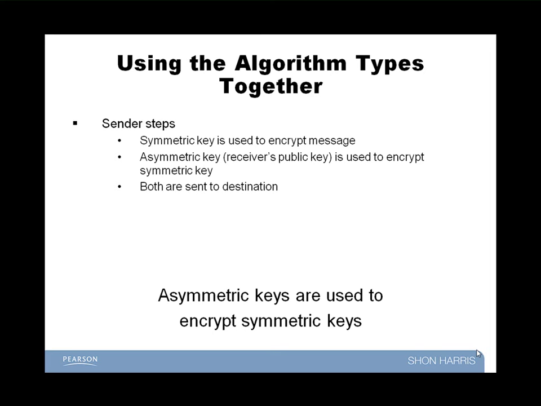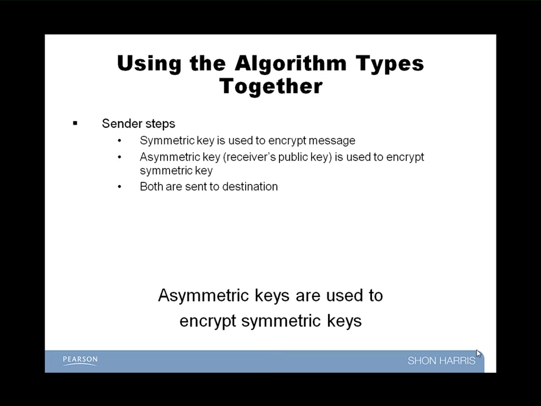Okay, so let's take some steps to understand how they're used together. Remember that symmetric algorithms are less complex mathematically than asymmetric. So symmetric algorithms are less complex, thus they're quicker. They're faster than asymmetric algorithms. Because they're faster, we use them to encrypt more data. We use symmetric algorithms to encrypt bulk data.